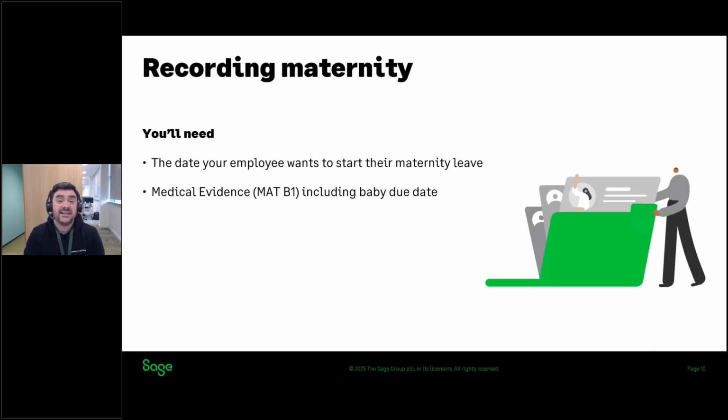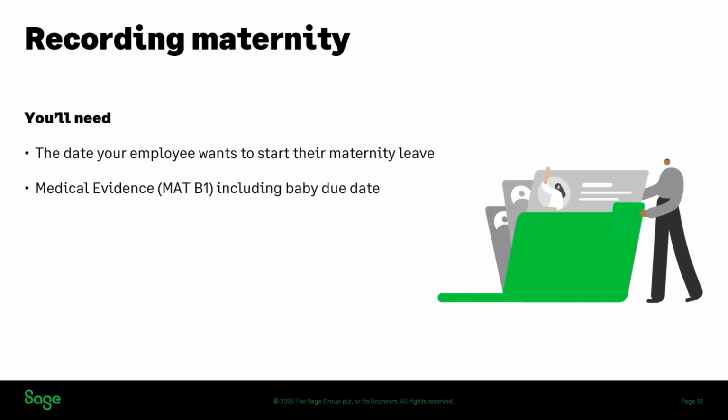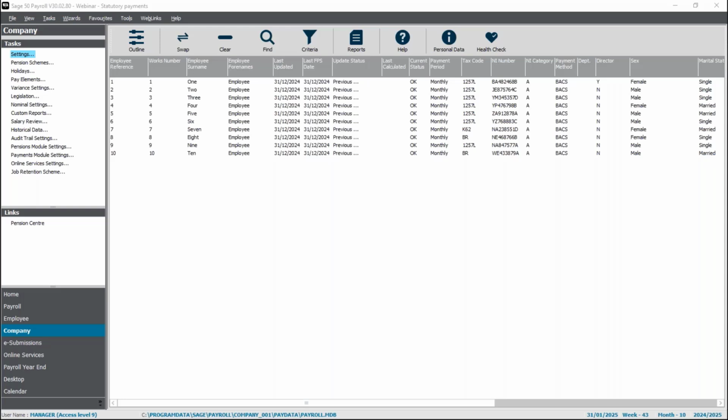And you'll also need to see the medical evidence, which is usually the MAT-B1 certificate, which will confirm the baby's due date. Now, assuming you've got both of those bits of information, you've got everything that you need to set this up in your program. So let's take a look at how you'd go ahead and do that.